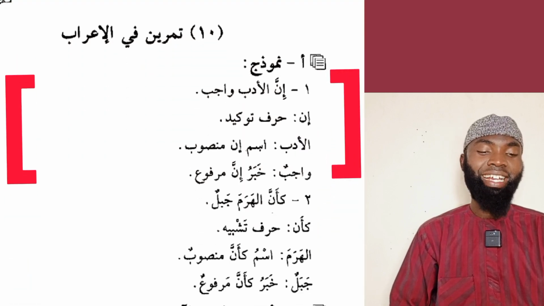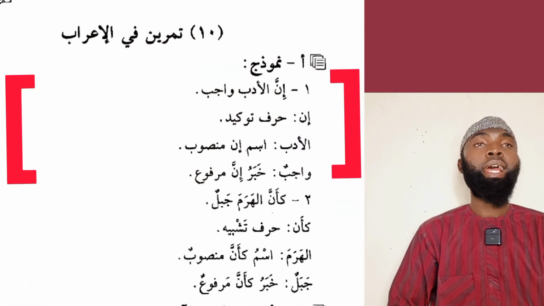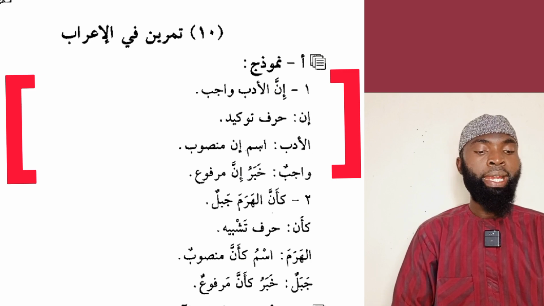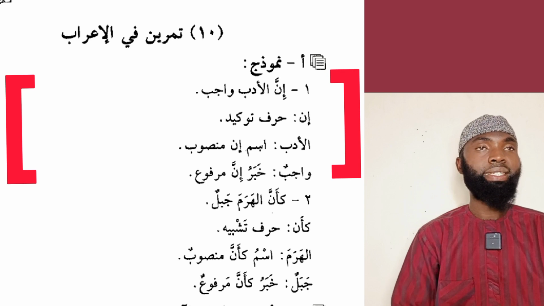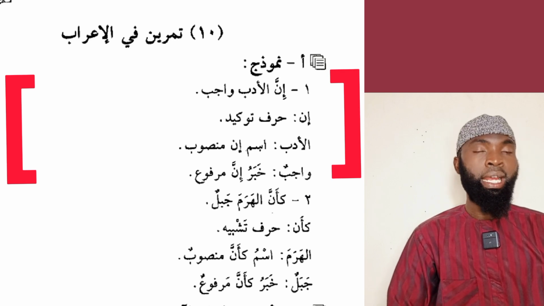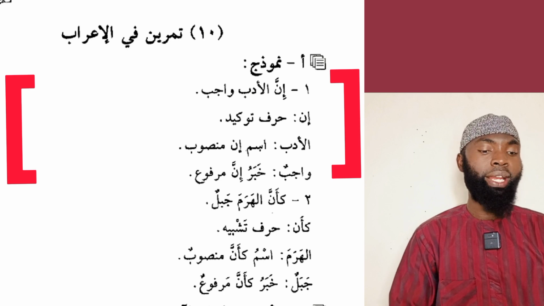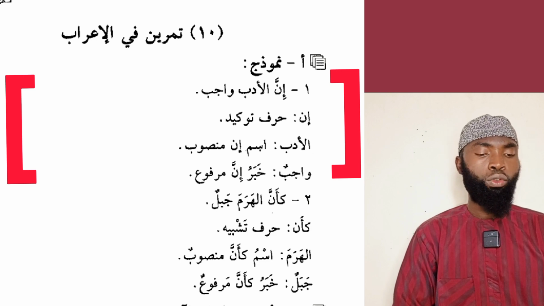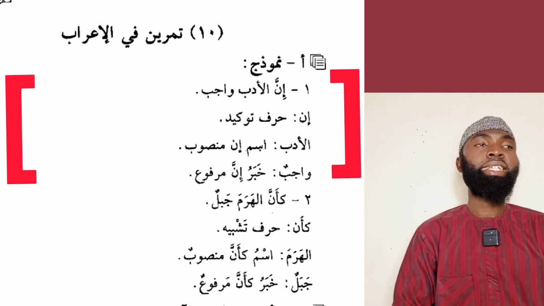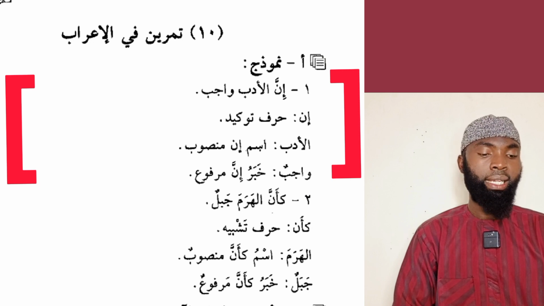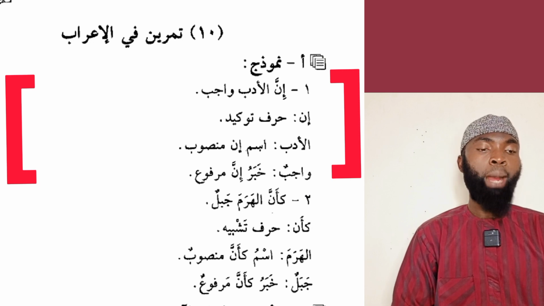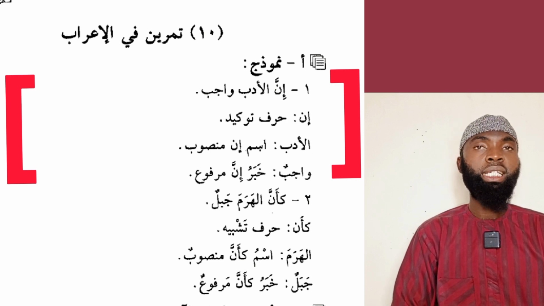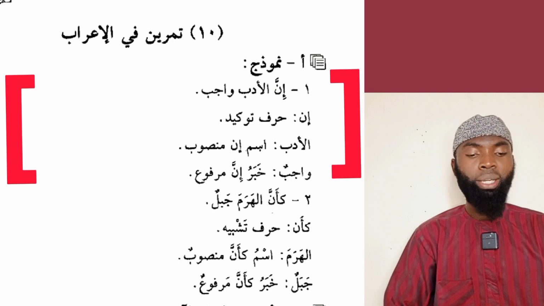Moving on to the last exercise, the instruction says tamrinun fil i'rab, exercise on grammatical analysis. The sample we have here is number one, innal adaba wajibun. We're going to analyze this. Indeed, morality is compulsory. So we say inna harfu tawkidin. This is the grammatical function. It is a particle of emphasis. Then al adaba is ismu inna mansubu, the noun of inna in the accusative case, and wajibun is the khabaru inna, predicate of inna, marfu'un in nominative case.